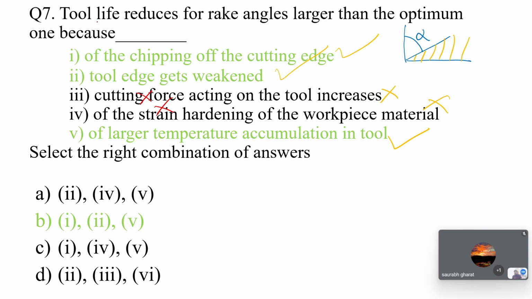So your correct answers are 1, 2, and 5. Choose one. I think these options are incorrect. So the B option is correct.